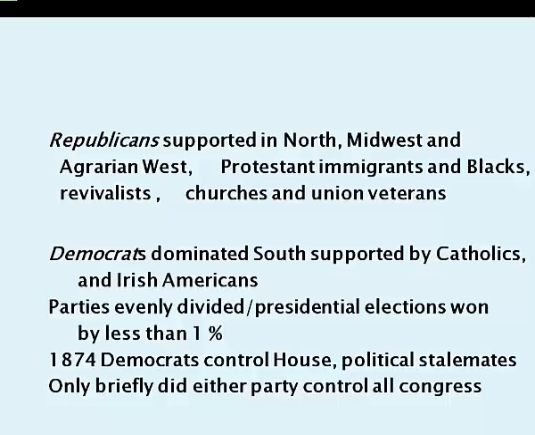The parties were very closely divided, and in most presidential campaigns between 1876 and 1892, the margin separating the winner was less than 1% of the popular vote. In 1874, Democrats won control of the House of Representatives and started a period of political stalemate in which very little new legislation was passed for the next 20 years.